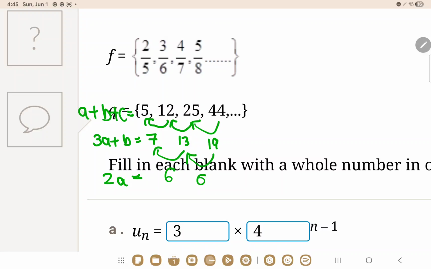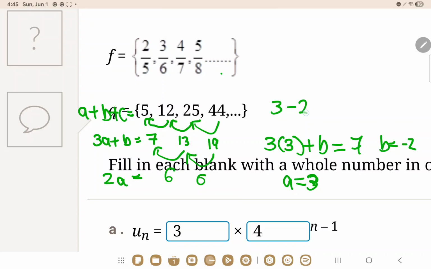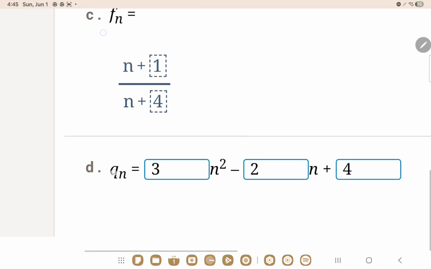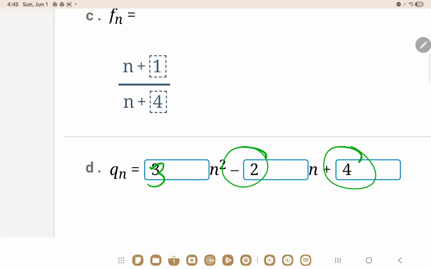Now what do you do with this? You start from the bottom. 2a equals 6, so a equals 3. 3 times 3 plus b equals 7, right? So 9 plus b equals 7, so b equals negative 2. Now for c, a, which is 3, plus negative 2 plus c gives you 5, so c is 4. So a is 3, b is negative 2, c is 4. You just put those numbers into your equation: 3, negative 2, and 4. And that's it for this question.